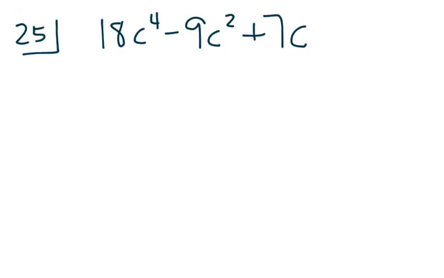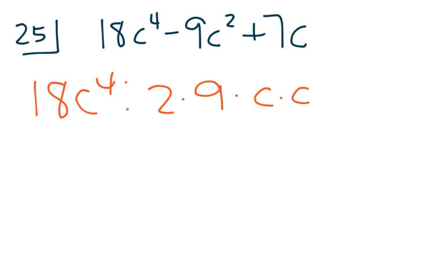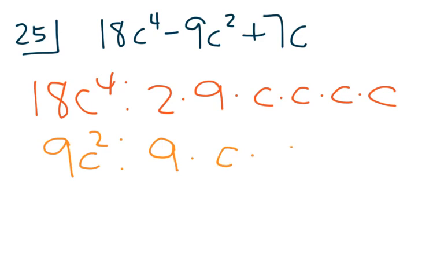Okay, last problem, number 25. So we have 18c to the fourth. That is 2 times 9 times c times c times c times c, because there's 4 c's. There's 9c squared. That's 9 times c times c. And then we have 7c. So that's 7 times c.